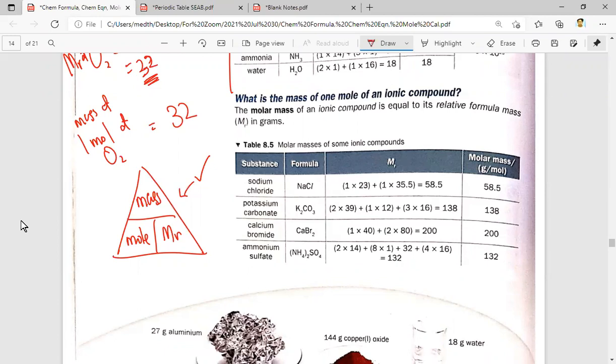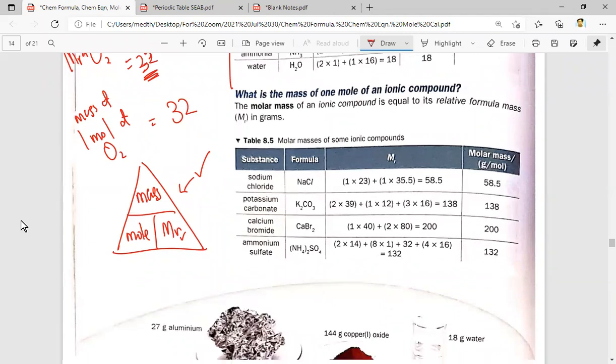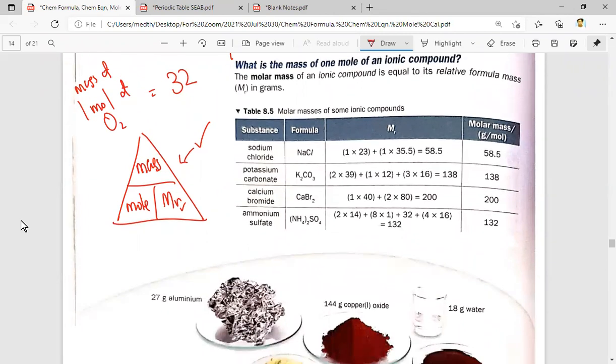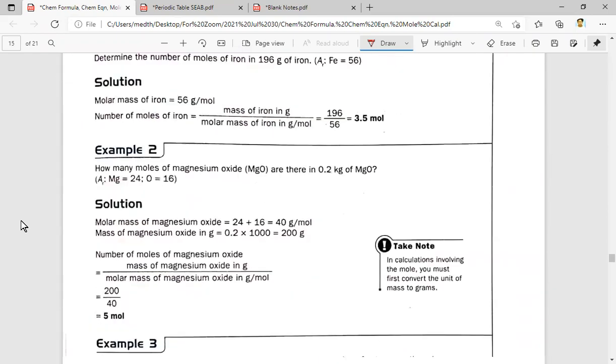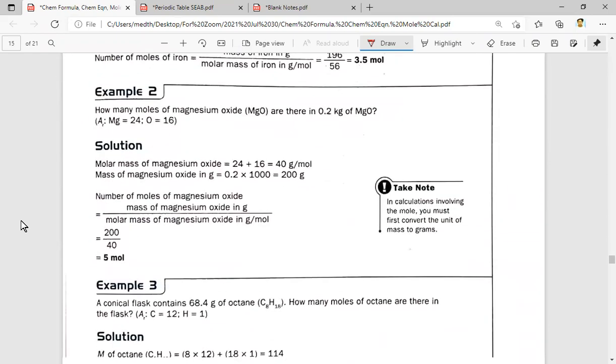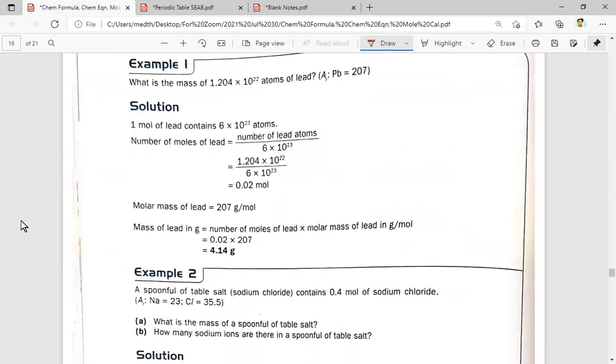So now we all know how to find MR, because we can use the relative mass of the atoms and then just add them up. I think this one you're quite clear on. But the question is how to use this in terms of your chemical calculation. So I want to look at examples.